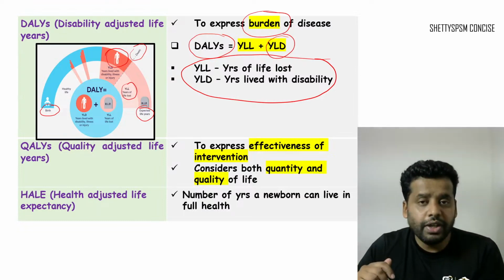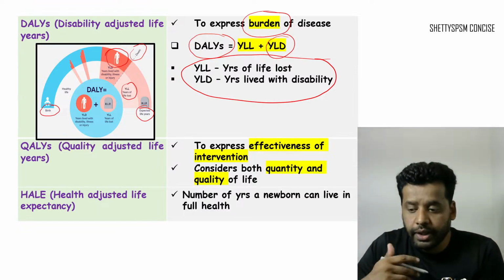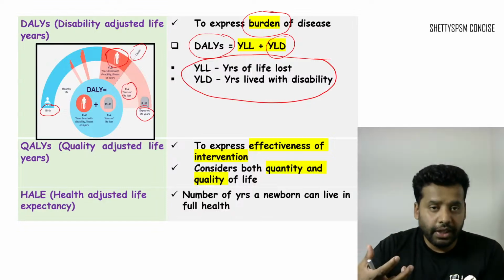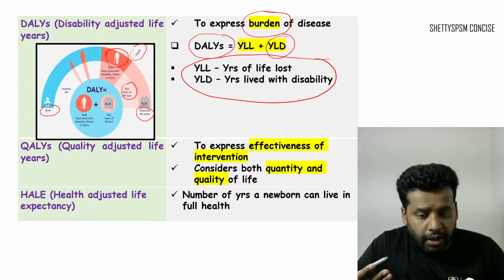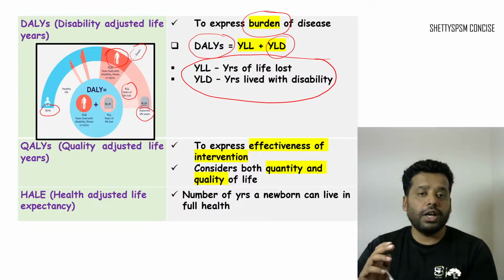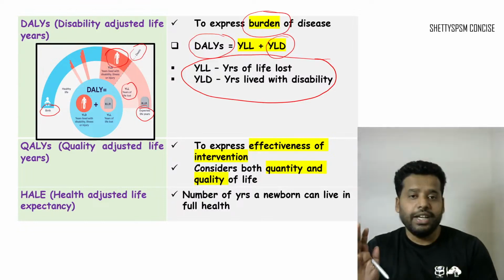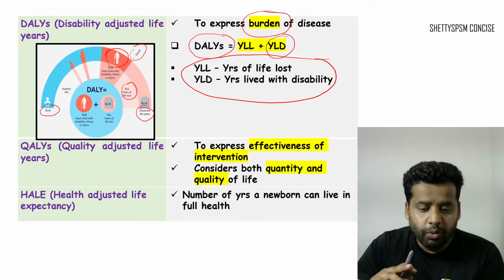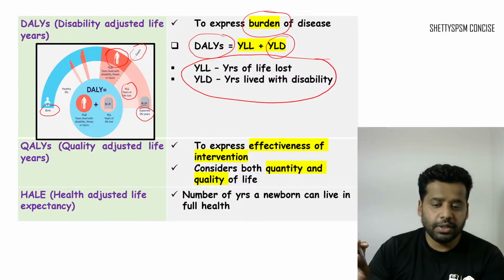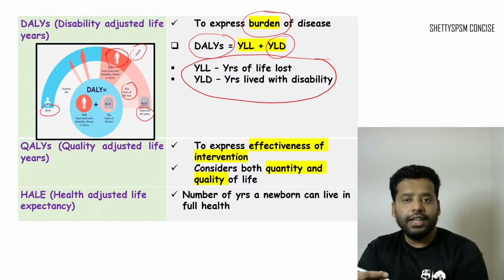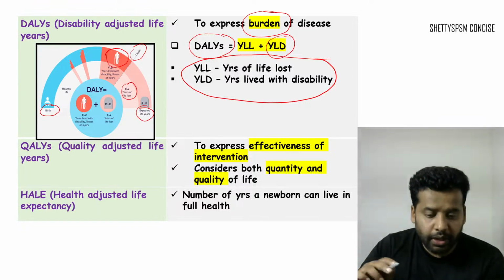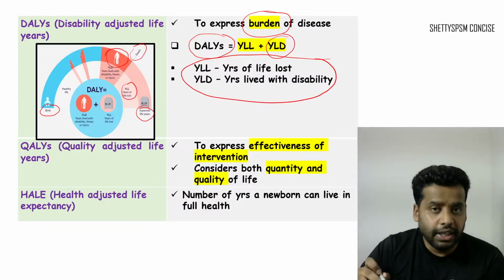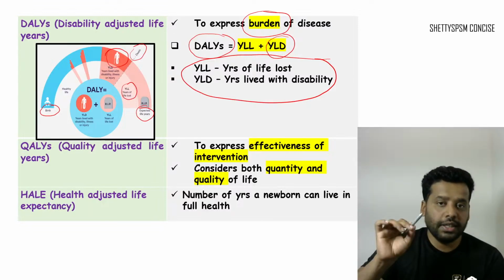What is the use of DALYs? To express burden of disease. So repeat my words. What is the use of DALYs? To express burden of disease. What is the formula? DALY is equal to YLL plus YLD, years of life lost plus years lived with disability. When you compare both the things, you'll get DALYs lost in that disease.